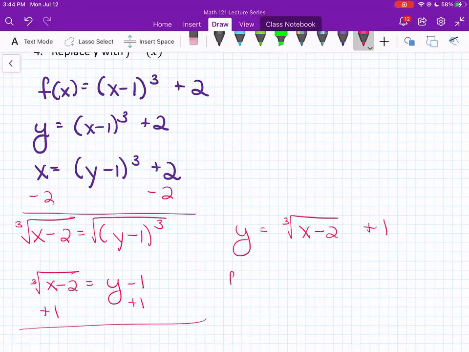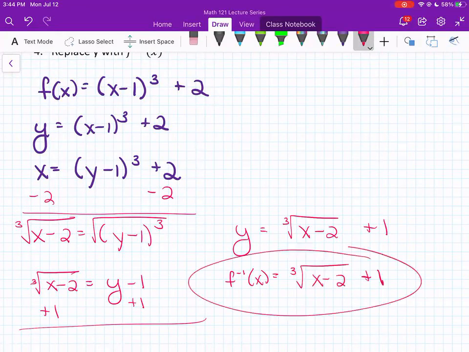And last but not least, I put it in the proper inverse form with f inverse of x equals the cube root of (x minus 2) plus 1. Again, if you're worried about domain and range, in this case, while there is a radical, it is an odd root, so our domain would be all real numbers.